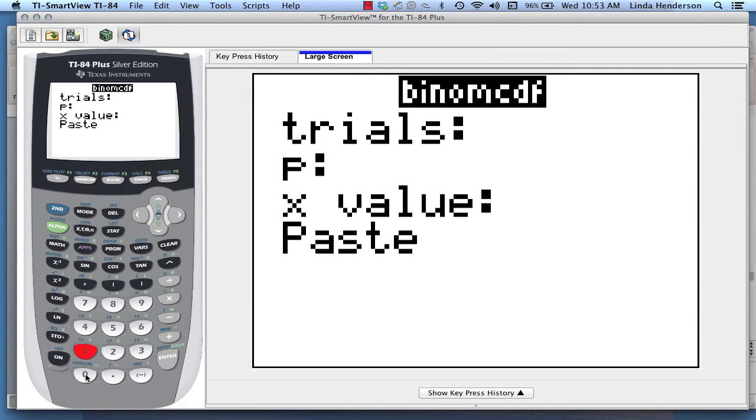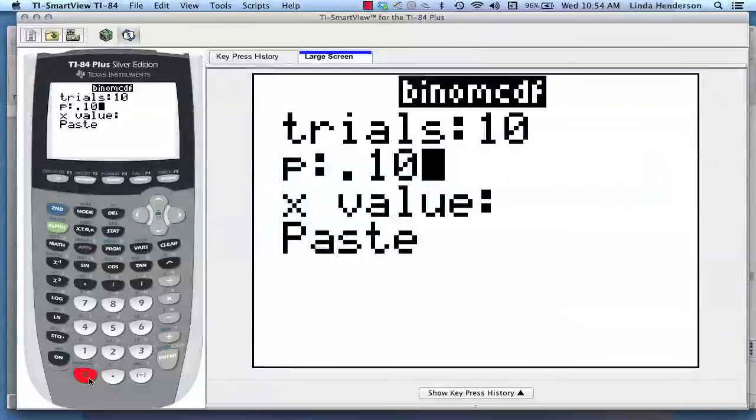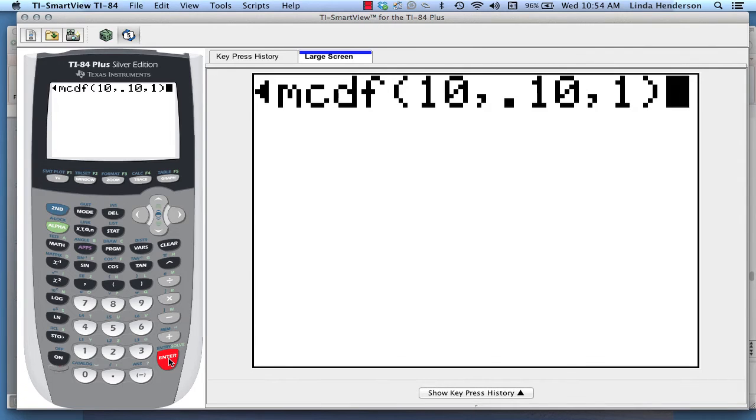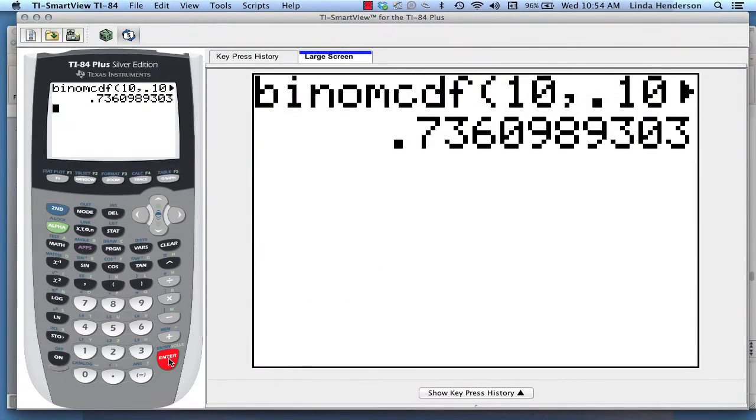All right, so remember, number of trials were 10 because there were 10 switches he was going to pull for his sample. Remember that 10% of them were known to be bad. And we wanted no more than one. Remember that X value, it's the maximum number of successes. It's always up to and including that number. Remember the answer had been 0.736 when we did it before. And there you go. So I think especially on the CDF problems, the less than or equal to problems, this can really save you a lot of time.